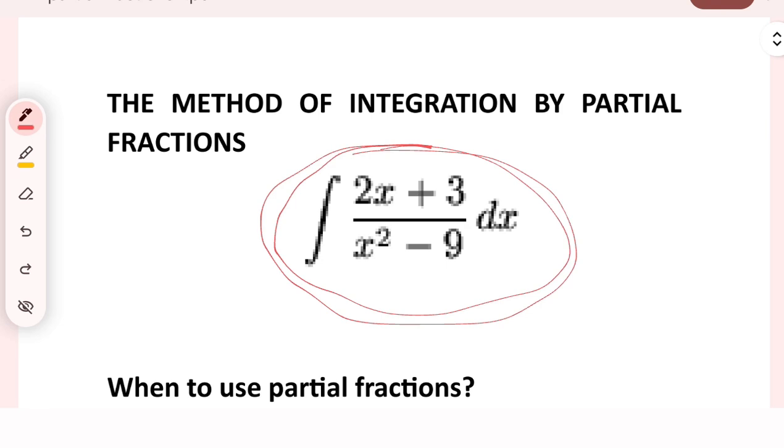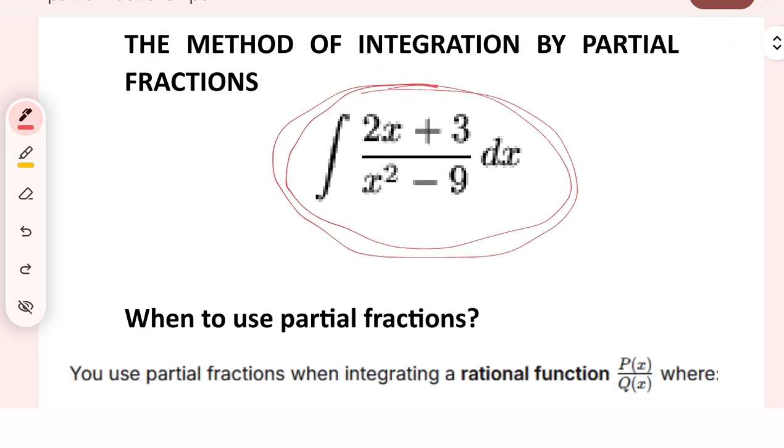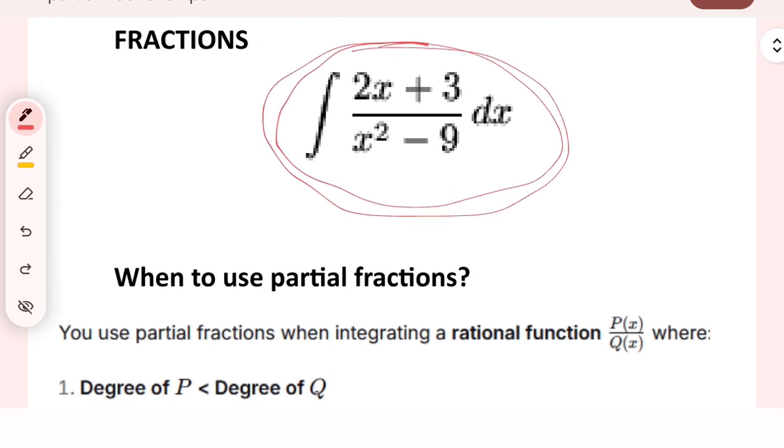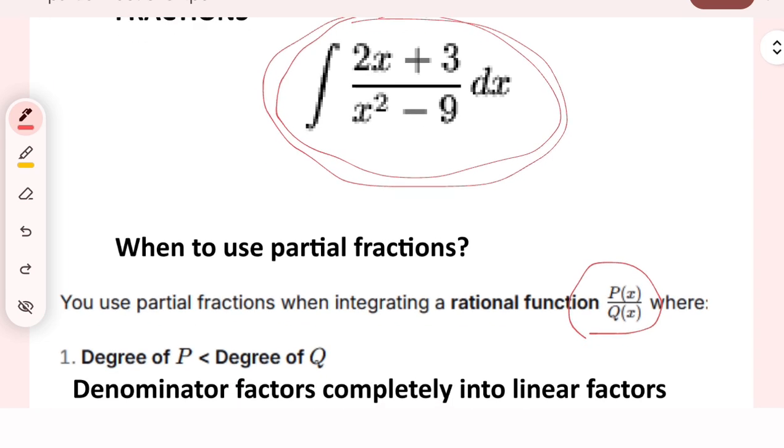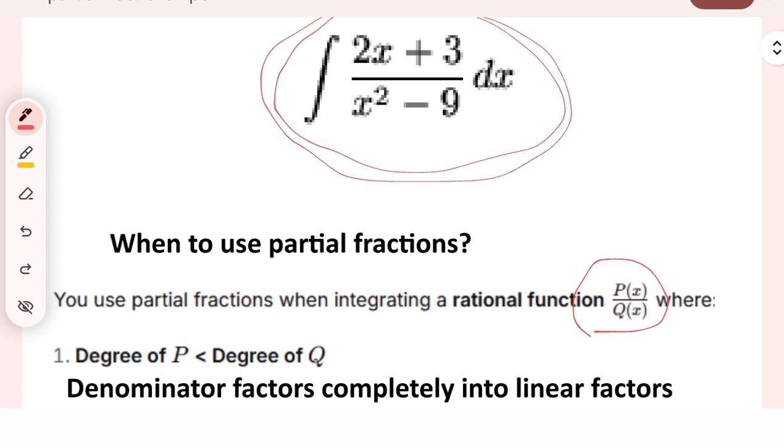But the question is, when will you use partial fractions? That is really a question, right? You use partial fractions when integrating a rational function, a function like this: a p function divided by a q function, where the degree of p must be less than the degree of q. So the degree of the numerator must be less than the degree of the denominator.